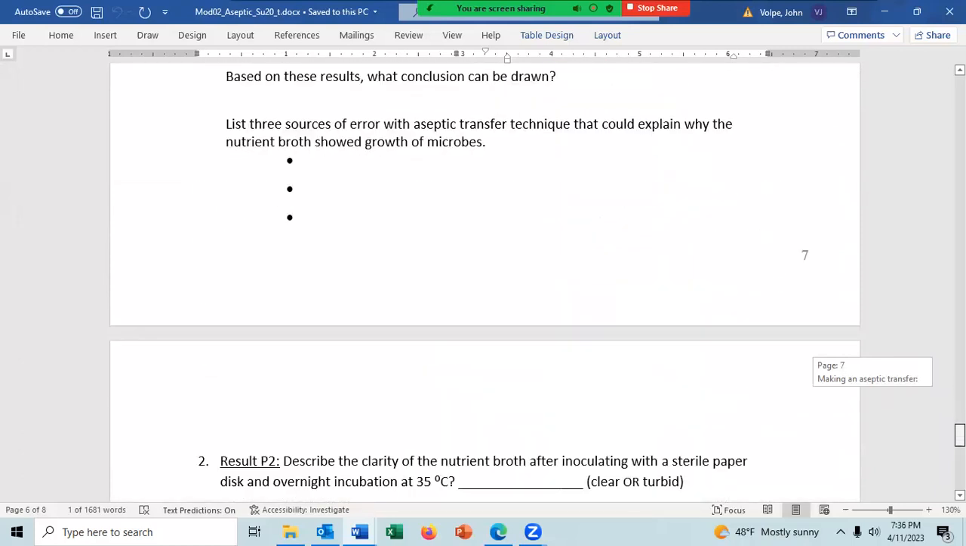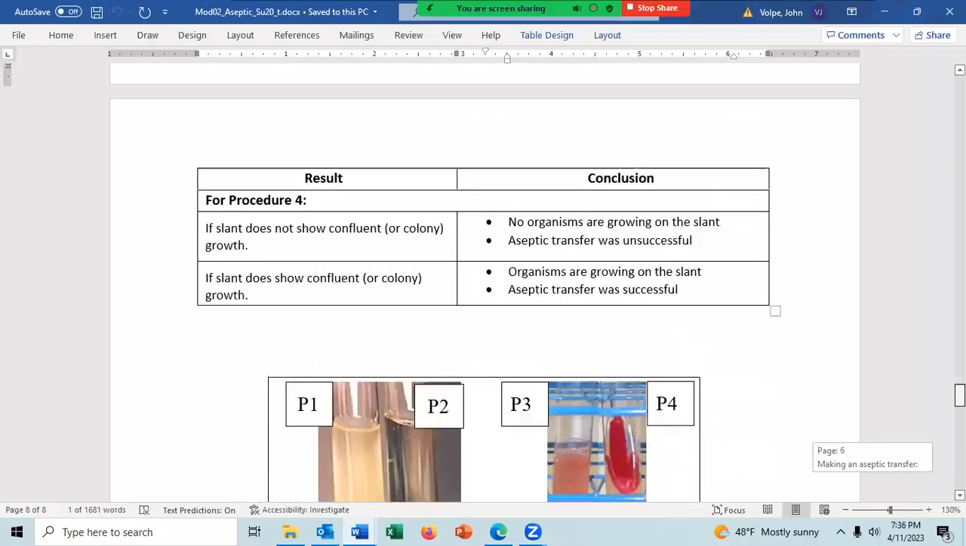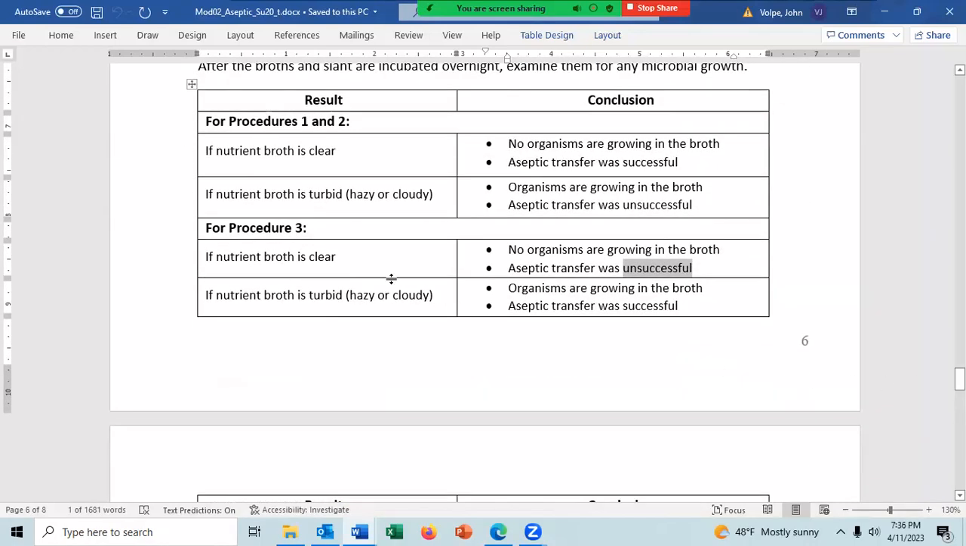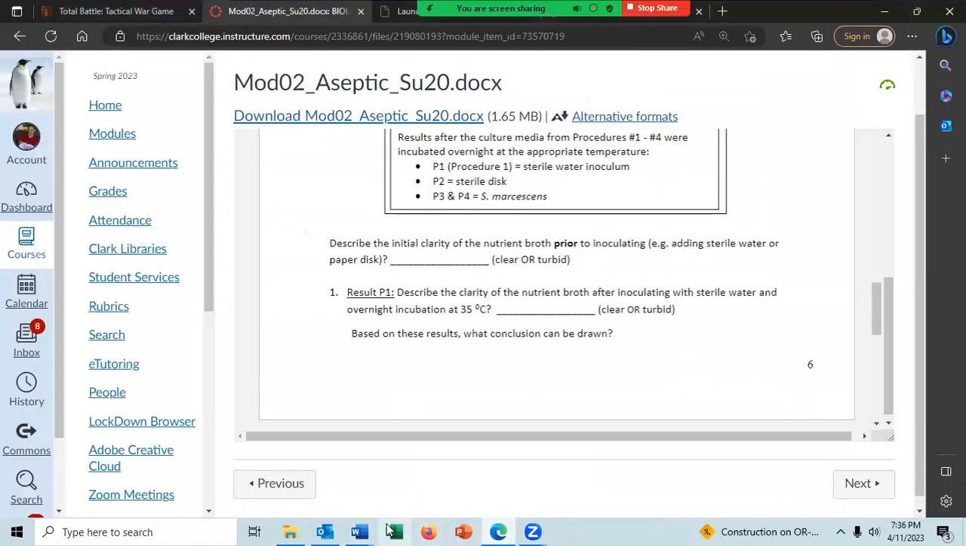All right, let's go down to procedure 3. Describe the clarity of the nutrient broth after inoculating with Serratia marcescens and incubating overnight at 30 degrees. Was it clear or turbid? Based on these results, what conclusion can be drawn? So take your results here, clear or turbid, go to the table. If it's clear, here's the conclusions. If it's hazy or cloudy, this is the conclusions. Oops, wrong one.